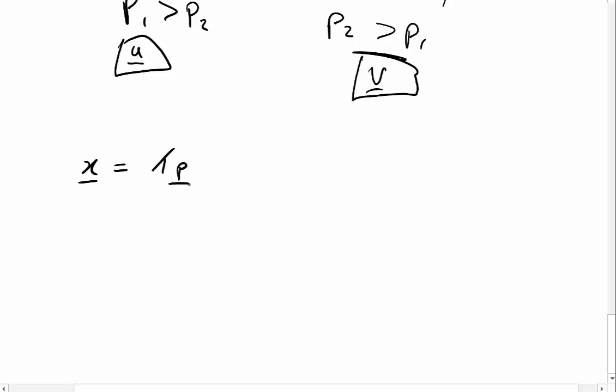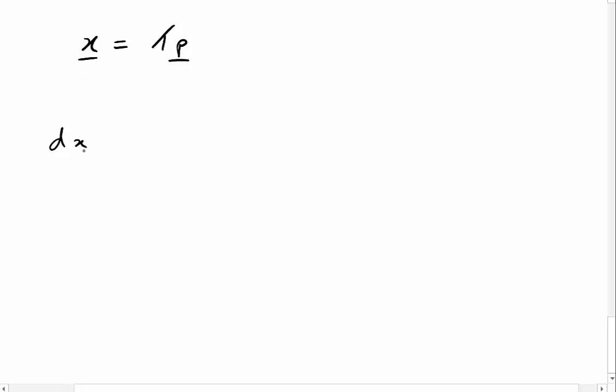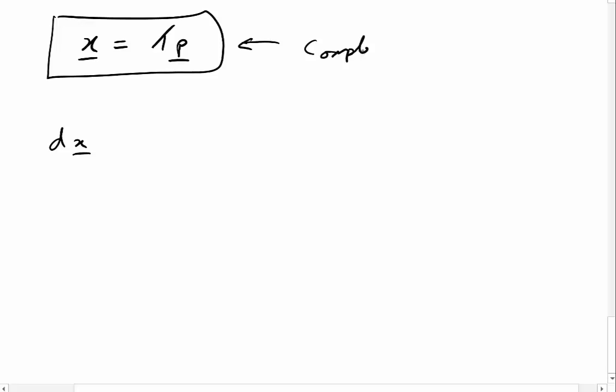Okay, so now if I let x equal Tp, remember what I'm trying to solve. That's a solution to my homogeneous case. So if you like, this is my complementary solution, my solution to the homogeneous case. But now I want to find the whole solution by finding a particular solution.